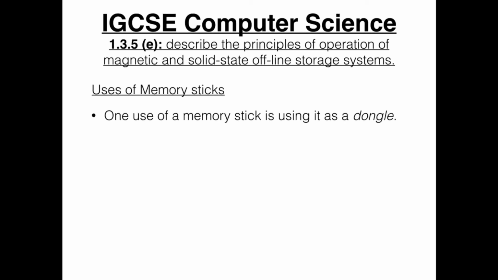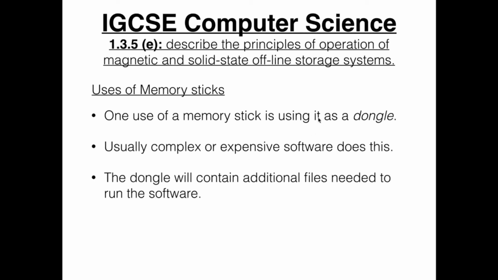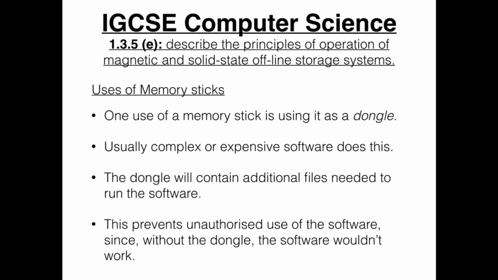Uses of memory sticks. One use of a memory stick is using it as a dongle. We're only looking at one important use of memory sticks. Usually complex or expensive software does this, and a dongle will contain additional files needed to run the software. This prevents unauthorized use of the software, since without the dongle, the software wouldn't work. So if someone steals the software, they don't have the dongle, so how are they meant to use that software? That's quite a smart thing to do.